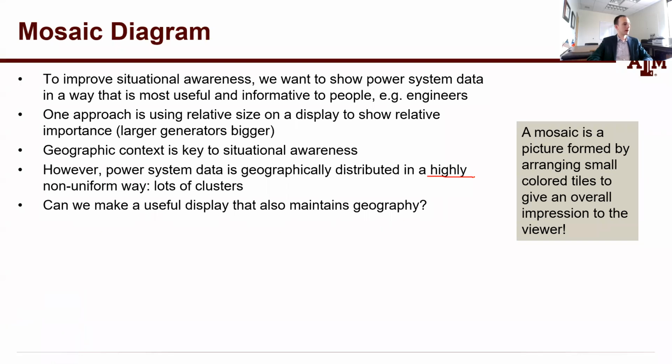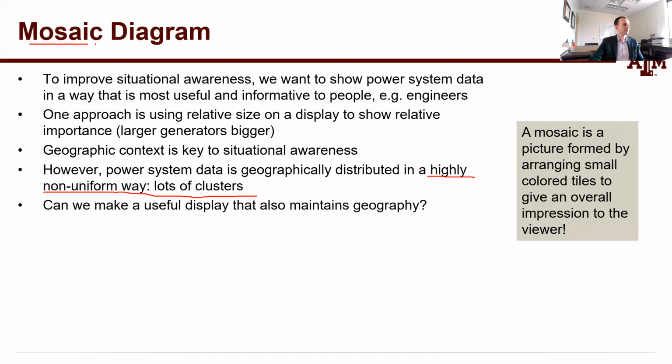So what do I mean by that? Highly non-uniform. There's lots of clusters, right? If you look at the Texas power grid, there's a lot of stuff going on near the cities, and a lot less going on out in the country. And so it's clustered. It's not geographically distributed very evenly, and that means that if we want to show data that's geographically based, there's a little bit of a challenge there for displaying that. And I'll show you an example here.